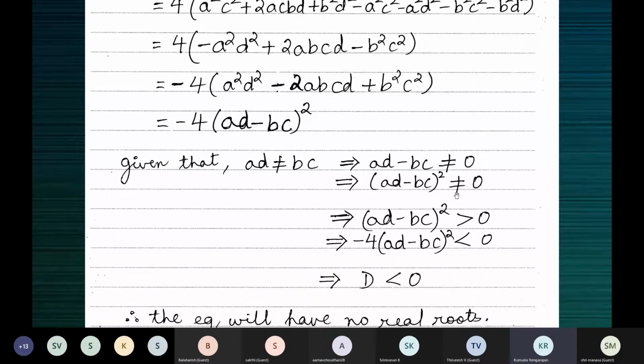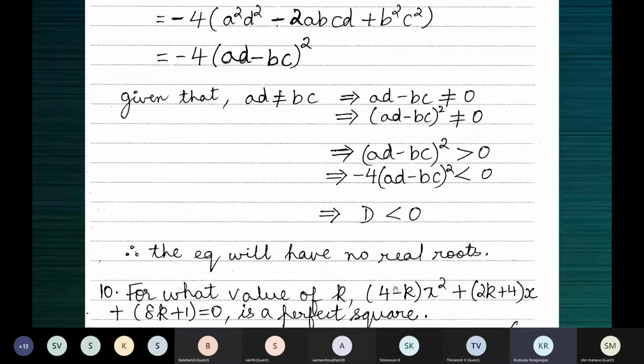You see here, it's not 0. The square of this is not 0. This may be positive or negative, but when you square it, whether this is positive or negative, the square is positive. That's what is indicated by greater than 0. Greater than 0 means positive, less than 0 means negative. Not equal to 0, you understand? This is positive, but when you multiply by minus 4, it becomes negative. So D is negative, so the given equation has no real roots.